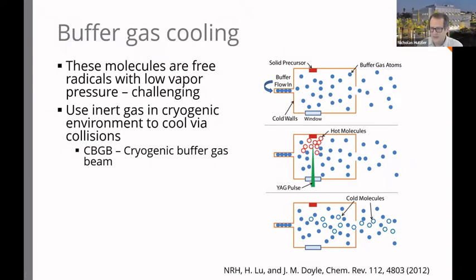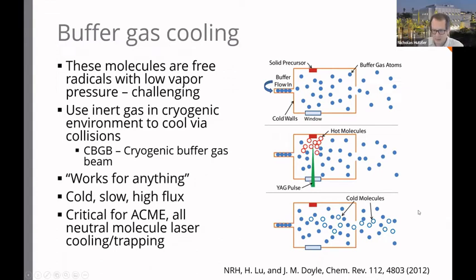And if there's some hole in this cell, you can create a beam and then direct that beam toward your experiment. It's a very powerful and flexible technique. In quotes, it works for anything. It works for atoms. It works for large, complex organic molecules, and everything in between, and can create cold, slow-flowing, high-flux beams that are a really important ingredient in ACME and all these laser cooling experiments.